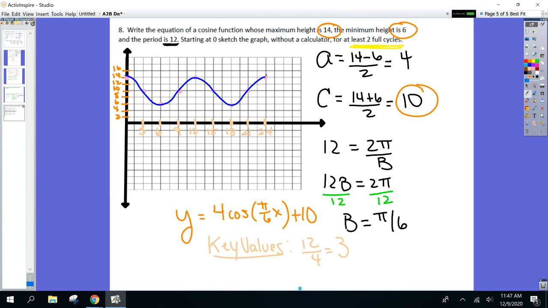Do you guys have any questions on writing the equation, finding the B value? Anything at all?